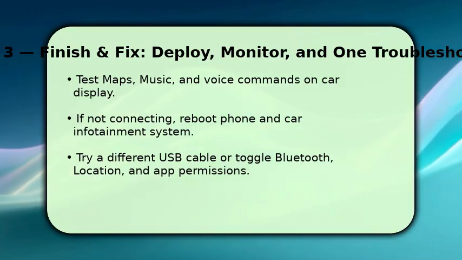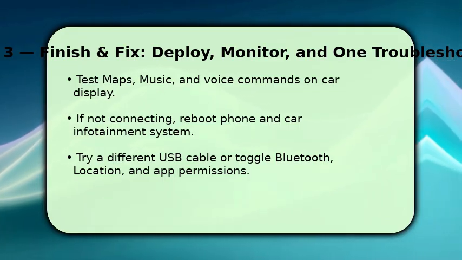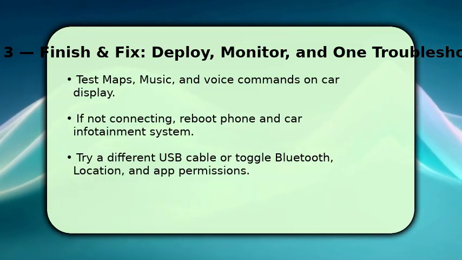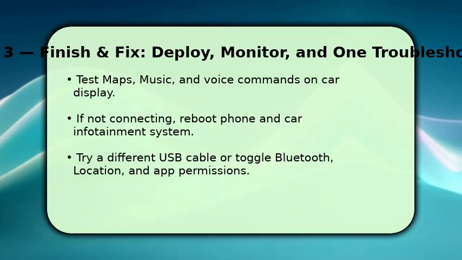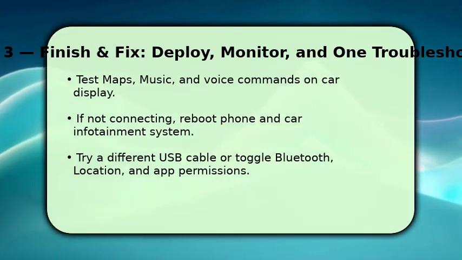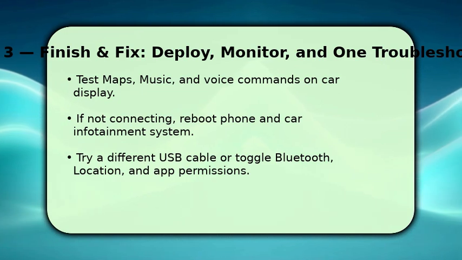If Android Auto fails to appear, restart both the phone and the car's infotainment system because a reboot often clears handshake issues. Make sure to try a different USB cable if the wired connection is unstable, and double-check Bluetooth, location, and app permissions. If problems persist, toggle Android Auto off and on in settings, then repeat pairing. This refreshes settings and usually resolves lingering issues.